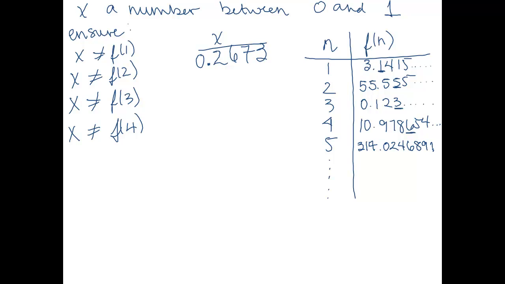Let's say that f of 5 is 317.024689, and it keeps going. Find the fifth fractional digit. It's an 8. So the fifth fractional digit of x needs to be anything else. Let's go ahead and make it a 5. This keeps going, right? So we also know here x is not f of 5.